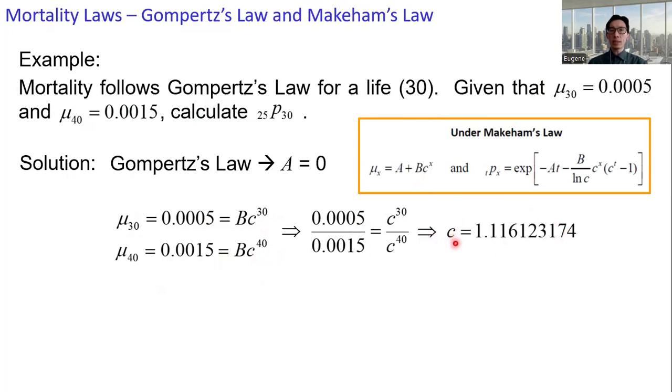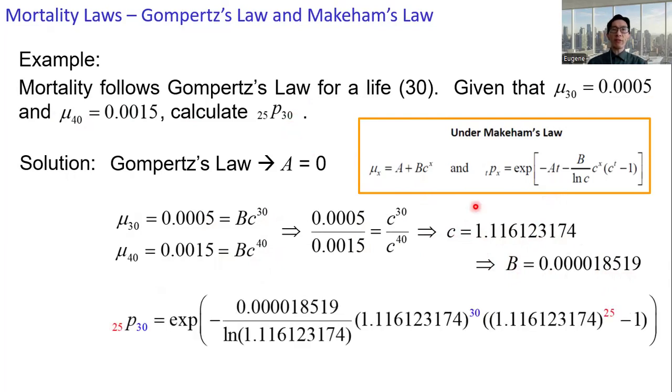We get the value for C and then the value for B here. To get 25p30, we already obtained B and C, and A is 0. Then the rest is simply substitution. For 25p30, substitute x is 30 and t is 25. Upon calculation, we get 25p30 is 0.9358.